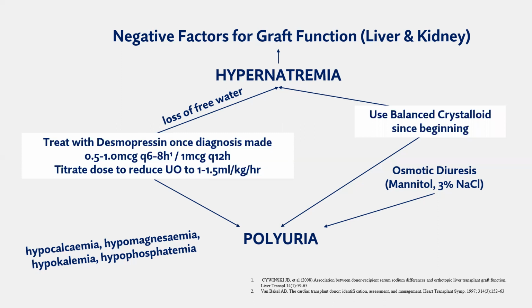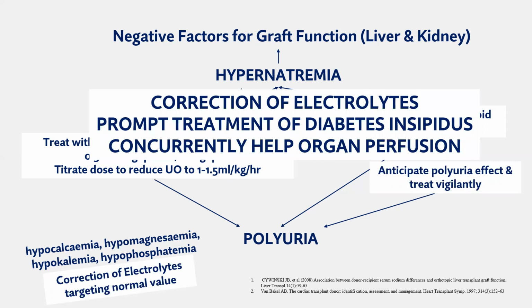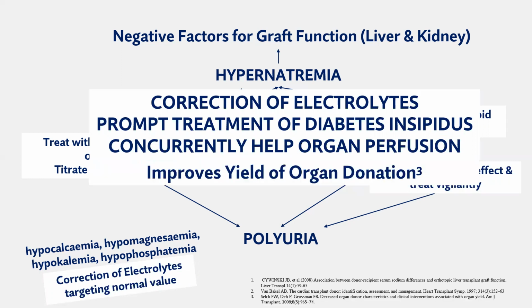There are a lot of recommendations to use balanced crystalloid since the beginning, Hartmann's and Serofundin, rather than normal saline. Every time we use 3% sodium chloride and mannitol, we need to use the minimum effective dose, anticipate the polyuria effect, and treat vigilantly by replacement of the fluid. So anticipate electrolyte imbalance, and correct electrolytes targeting normal values. This correction of electrolytes and treatment of diabetes insipidus will concurrently help organ perfusion, and has been shown to improve yield of organ donation, organ procurement.